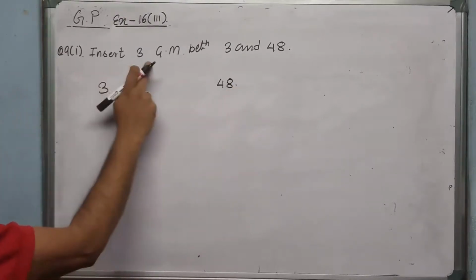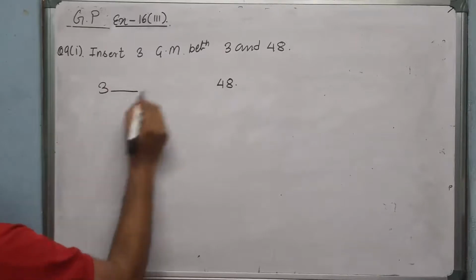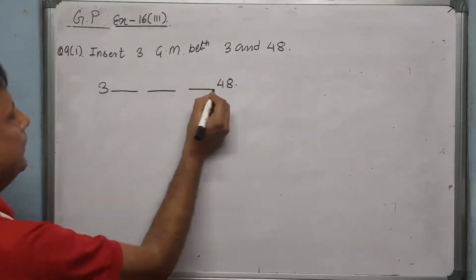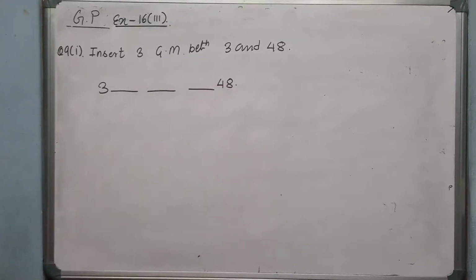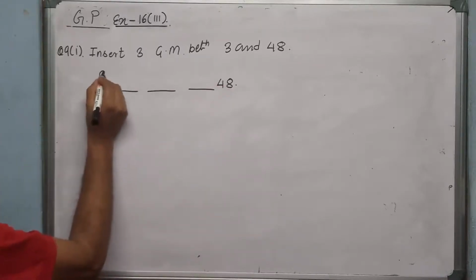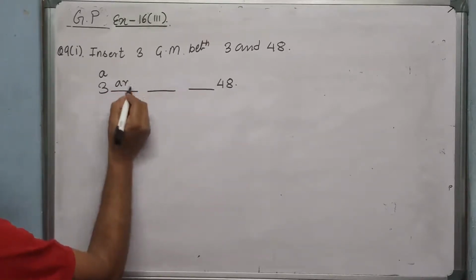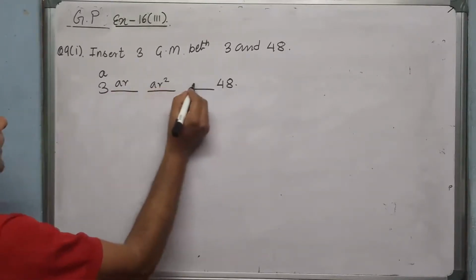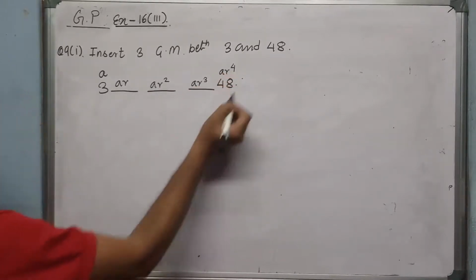How many geometric means are we going to insert? 3 geometric means means first, second and third, between 3 and 48. Now I'll consider this as A, the first term of the GP series that I'm going to write. A, next will be AR, then AR square, then AR cube, then AR to the power 4.